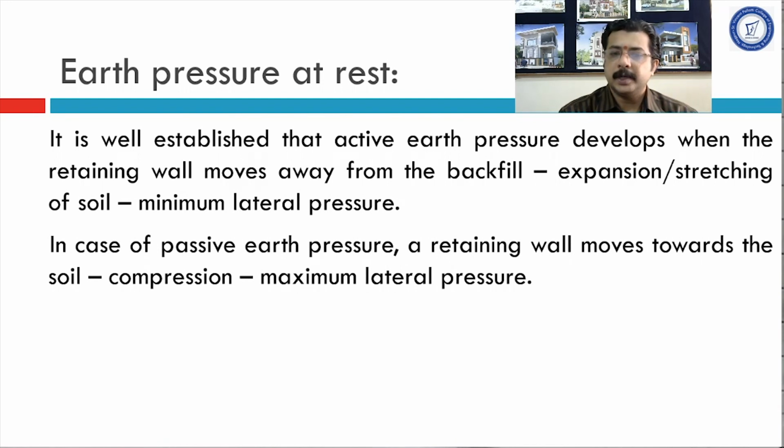In case of passive earth pressure, a retaining wall moves towards the soil. So when there is movement of the retaining structure towards the soil, it will try to compress the soil, and there is a semi-infinite mass available behind the retaining structure which is resisting the compression. The retaining structure will experience maximum resistance. Hence, the pressure which will be induced would have the maximum value. Hence, the passive earth pressure would be maximum in its magnitude.